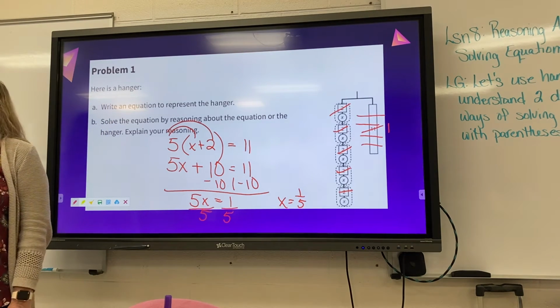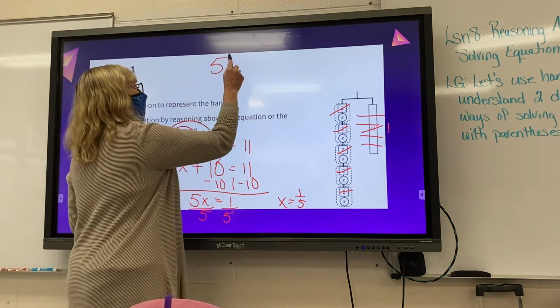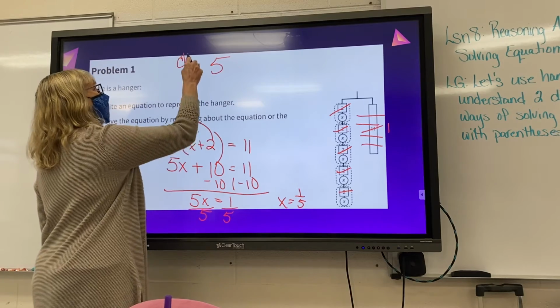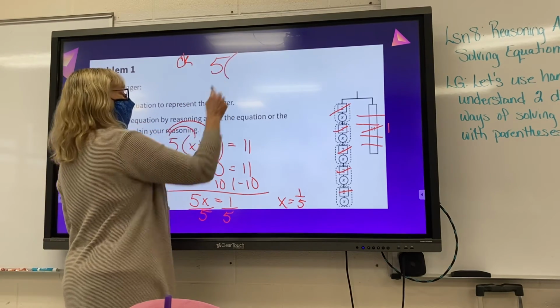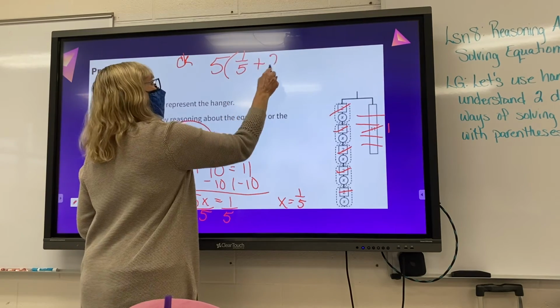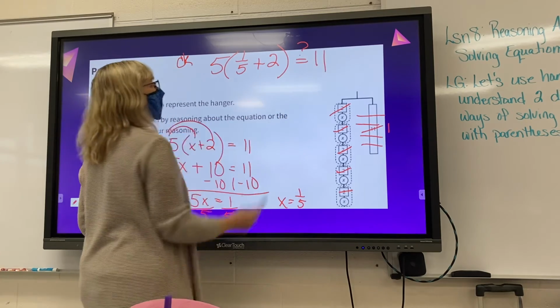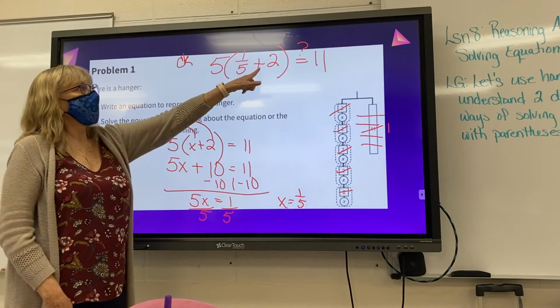Questions? Okay. Are we finished with this one? Don't we have to prove our solution? So we're going to go back to the original equation and plug in 1/5. Does that equal 11? Okay, what is 1/5 plus 2?